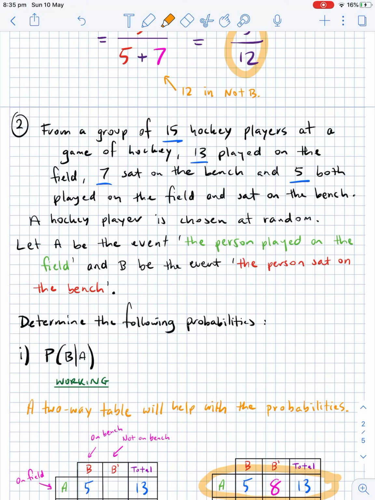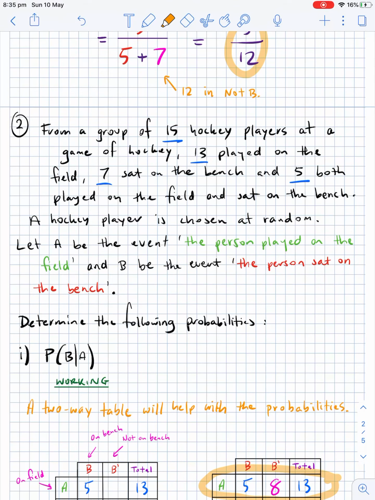Okay, we're going to let A be the event the person played on the field. So that's what A is. If you're in A, it means you definitely played on the field at some stage. And B is the event that the person sat on the bench at some stage.